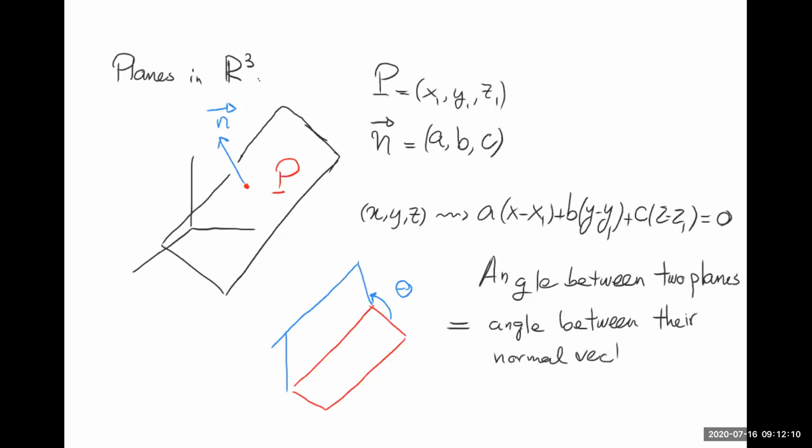So if you have n1 and n2, one of them is the normal vector of the red one, so this is n1. And then we have n2, which is normal to the blue one. If we look at the angle between these two vectors, you would get theta again. And then using the inner product, we know how to find the angle between two vectors. So that was the other thing we talked about.